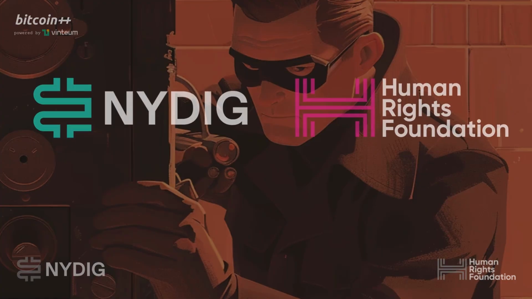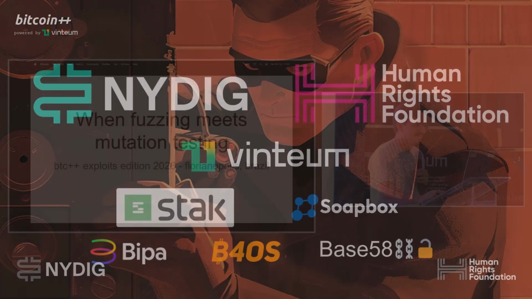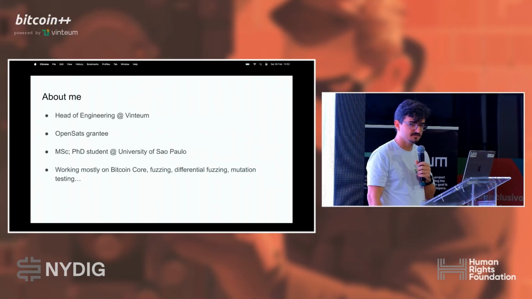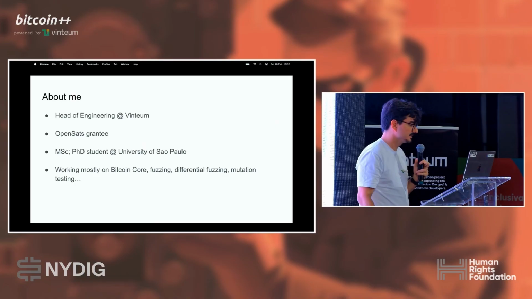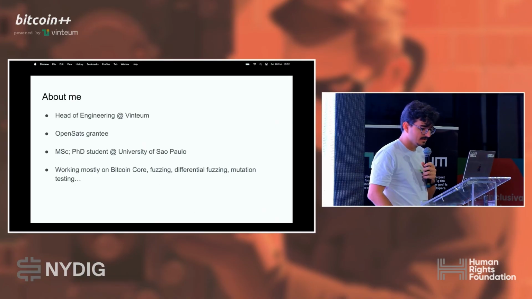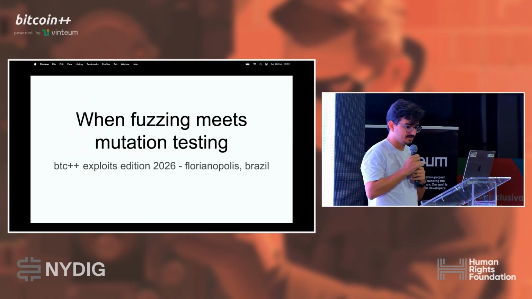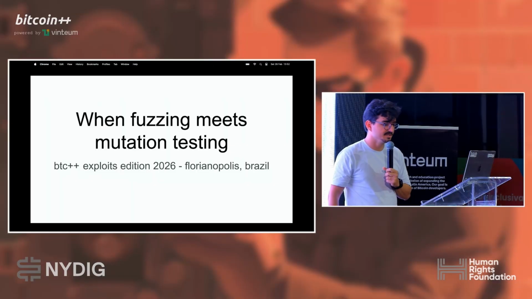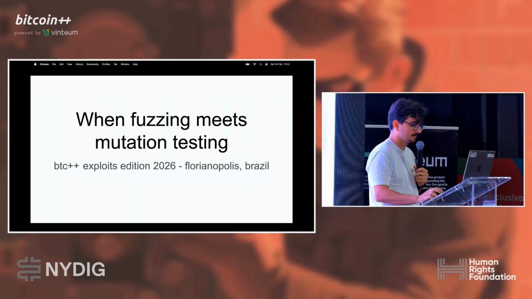I am Bruno from Brazil. I am head of engineering at Vintium. I work on Bitcoin Core, fuzzing, mutation testing, and other projects. And today I'm going to talk about when fuzzing meets mutation testing.